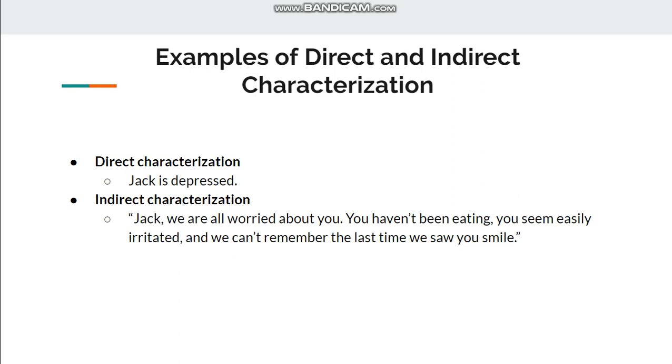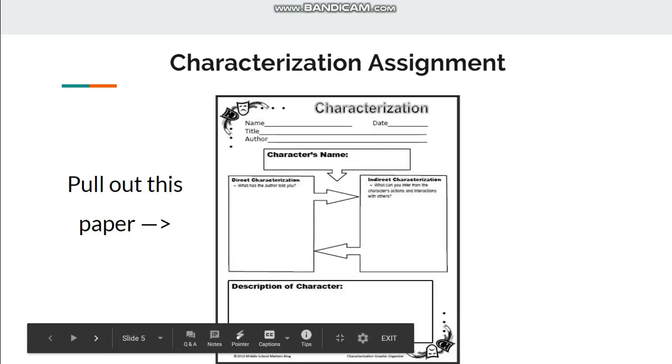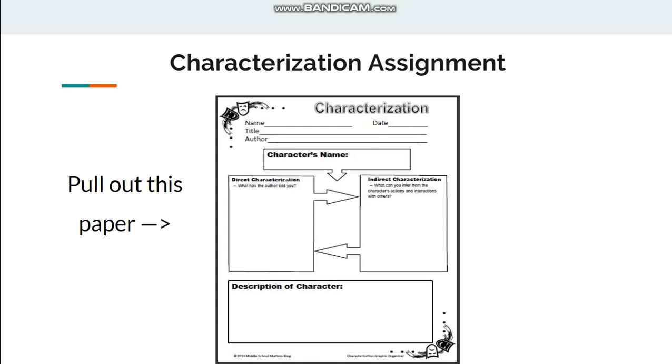Now we are going to complete the characterization worksheet that was handed out at the beginning of class. You are going to identify a character from The Fault in Our Stars and give 2 examples of indirect and direct characterization, as well as a short description of the character based on your analysis. I'm going to do an example of Hazel's mom for you to follow along. You may choose any character from the book aside from Hazel's mom for your worksheet. You may now pause the video and complete your worksheet before continuing to the next slide.